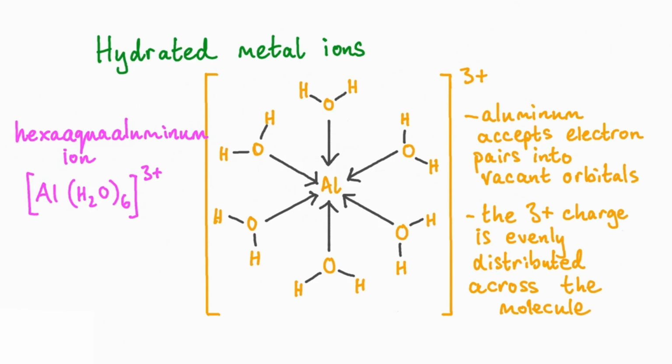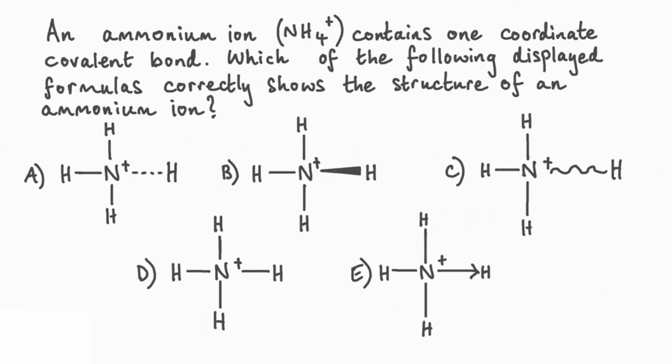Now it's time for a question to test your understanding of coordinate covalent bonding. An ammonium ion NH4+ contains one coordinate covalent bond. Which of the following displayed formulas correctly shows the structure of an ammonium ion?